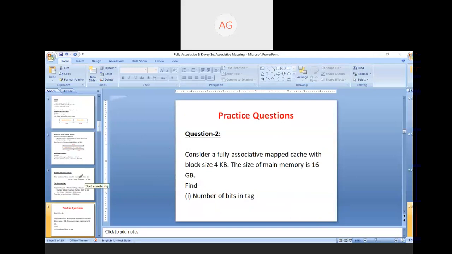The next question is: consider a fully associative mapped cache. Just note the words fully associative mapped cache, with block size given as 4 KB. The size of main memory is 16 KB. And you need to find the number of bits in the tag. So just write down the things which are given to you in the question and what you need to find out. Just write it down in your copy. So moving to the next slide.